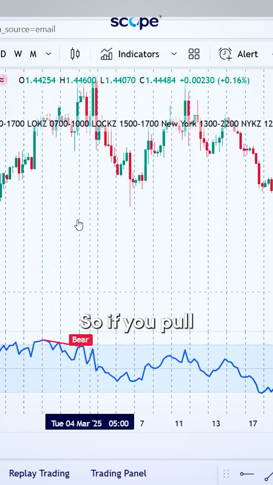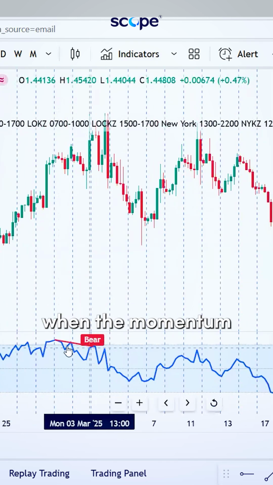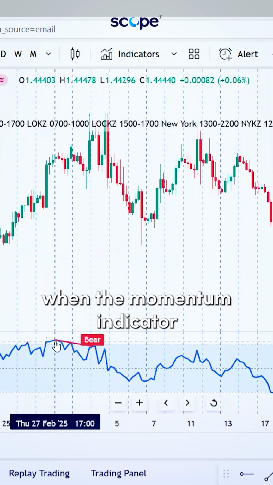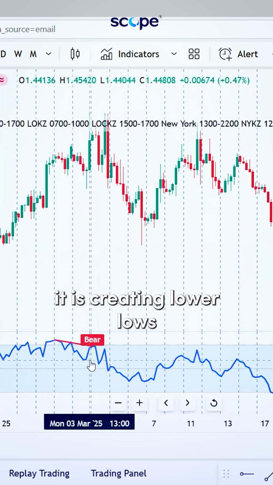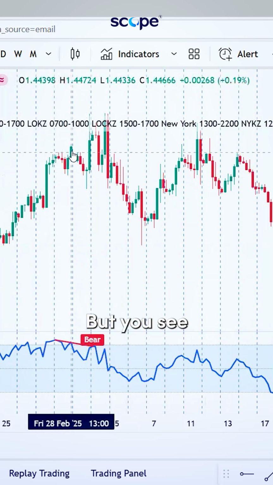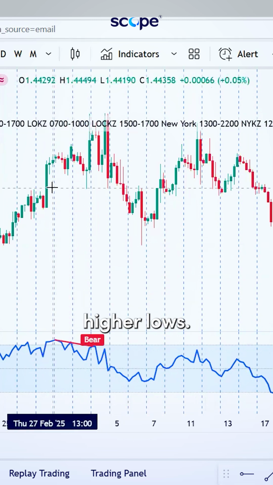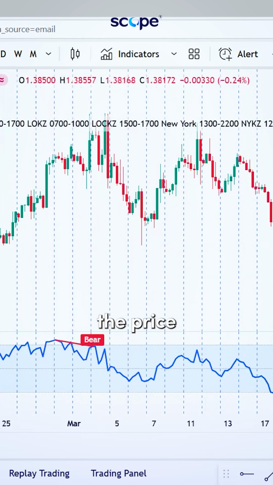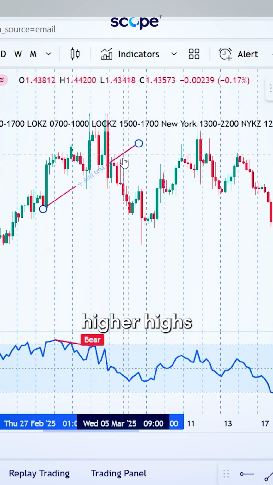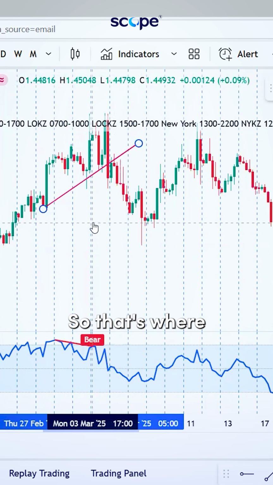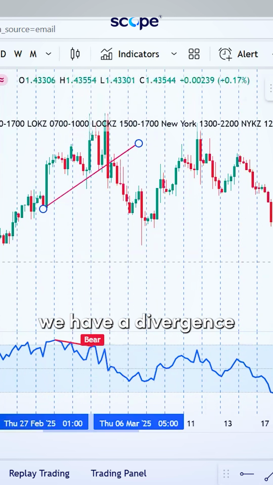So what do we mean? If you pull the price down, you'll see at this particular point the momentum indicator, the RSI divergence, is creating lower lows and lower highs, but you see the price is creating higher highs and higher lows. So you can see the price is doing the opposite of the indicator, so it's creating higher highs and higher lows. That's where we have a divergence.